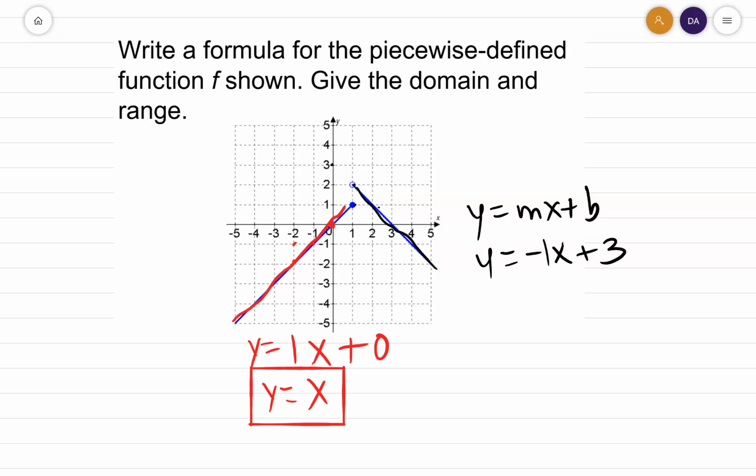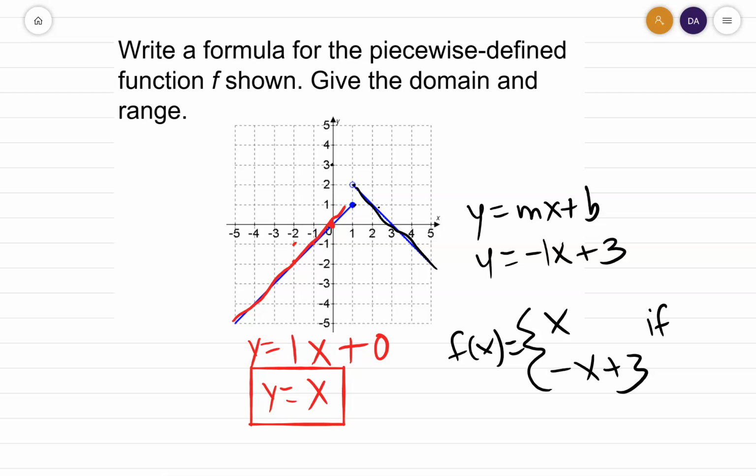So what is the equation going to be? Well, it's going to be a set of functions. And we'll do f of x is equal to 2 sets of rules. First one is x. The second one is negative x plus 3.